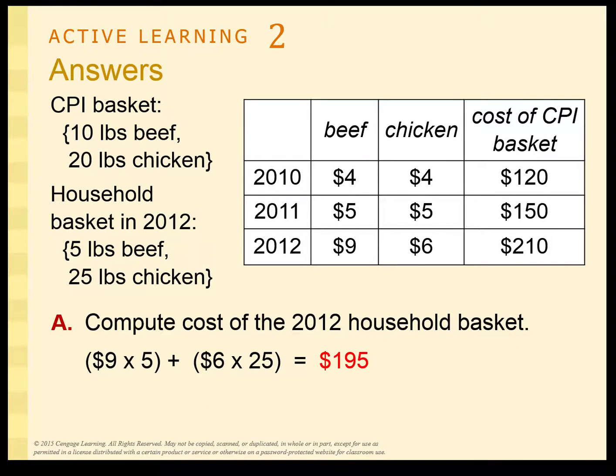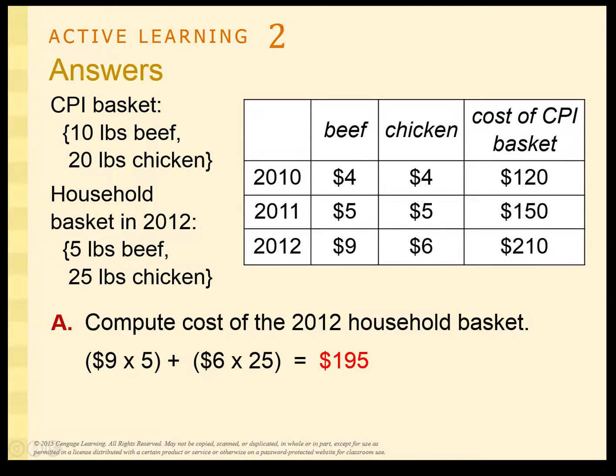Okay, so the 2012 household basket was $195. So notice the CPI is thinking that it's $210. That's what we calculated last exercise, because they assumed that everybody stayed with 10 pounds beef and 20 pounds chicken. But really what happened is they switched. They bought a little less beef and a little bit more chicken. So the CPI basket is saying it's $210. So it's saying that the prices were at $120, then they went to $150, then they went to $210. But really they went from $120 to $150, but then to $195 because the consumers bought different goods.